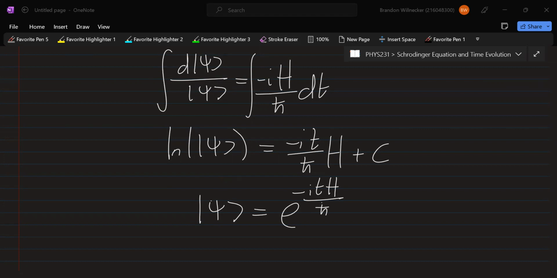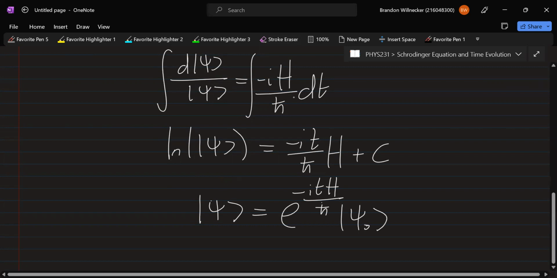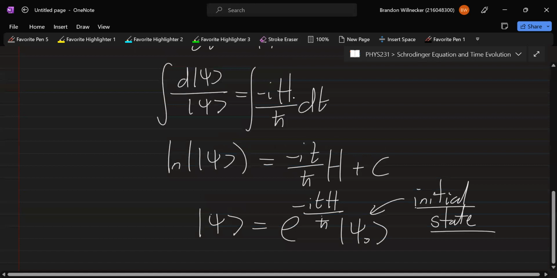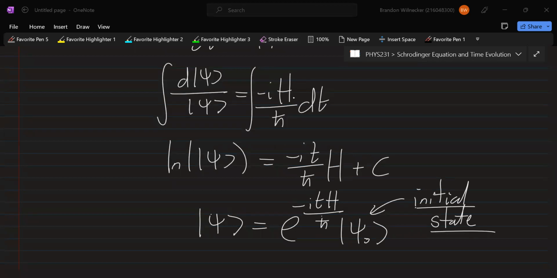But in this case, if we impose the initial conditions, it's going to be psi naught, the initial state. Just if we let t be 0, we get the identity times the initial state. So that's just the initial state. And as we vary t, we get the new states after the time evolution.